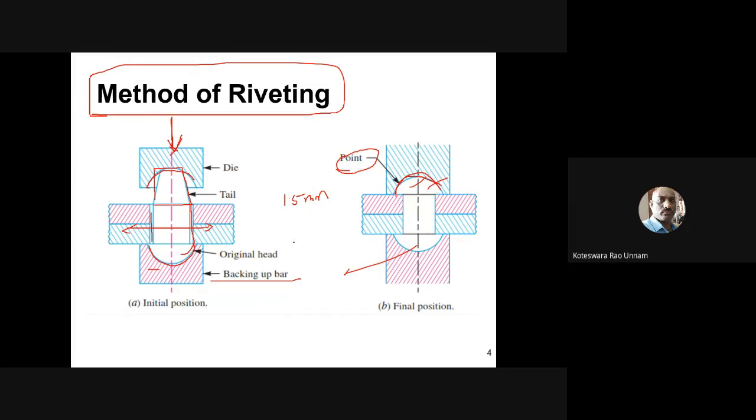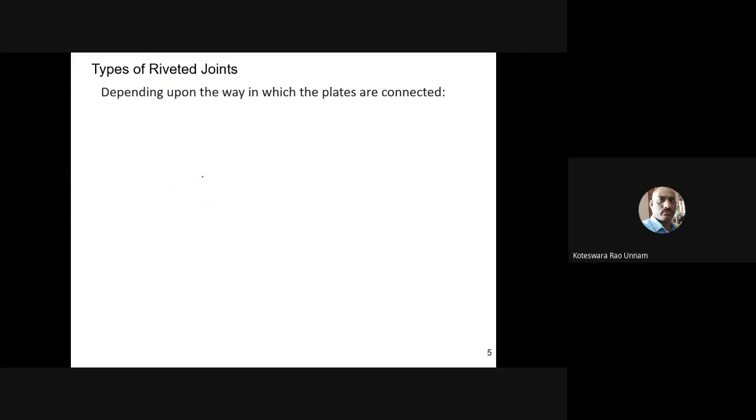Then we'll move on to the different types of riveting joints. Again, this is a general classification. The classification may be made on different parameters, not only a single parameter. If you say it is a single parameter, it's not a complete classification, because in the case of riveted joints there are so many parameters, so there may be different types of classifications. First is based on how you are connecting the plates.